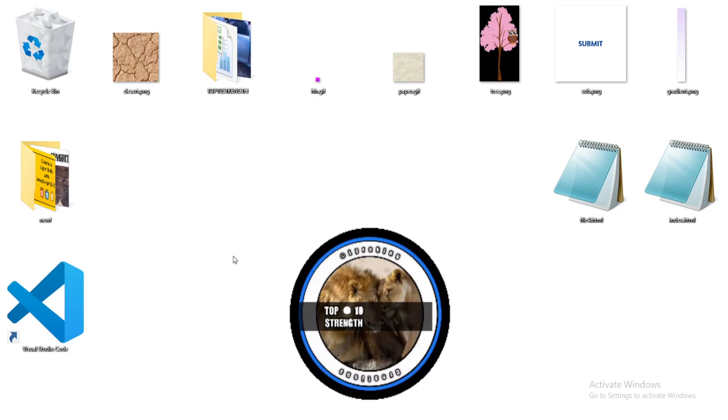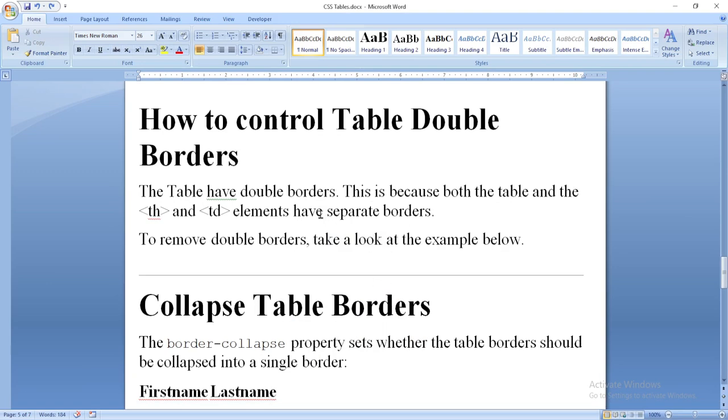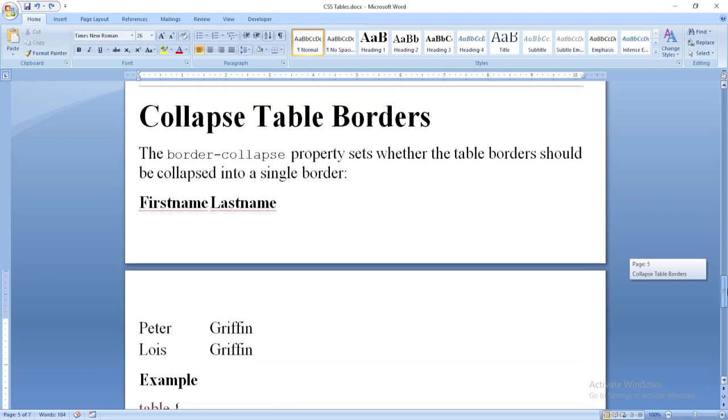Welcome back everyone. Quickly, let's continue our discussion on CSS tables, and right now we'll be discussing how to control the table double borders. The table has double borders. This is because both the table and the th and td elements have separate borders. So to remove it, we are going to take a look at this.